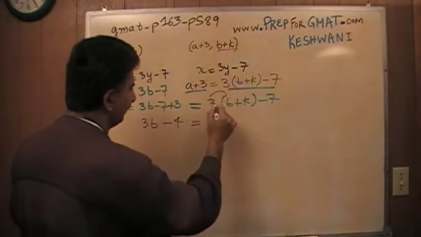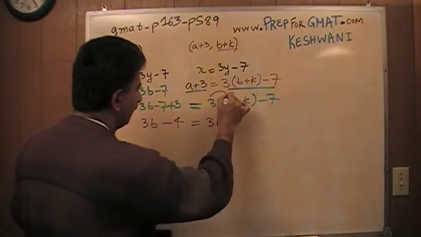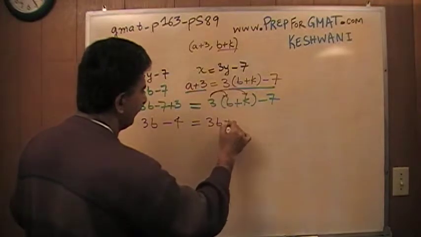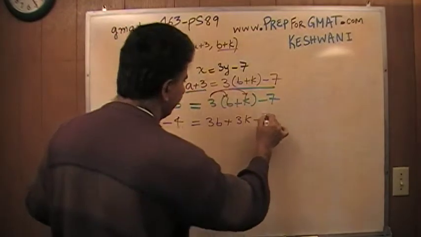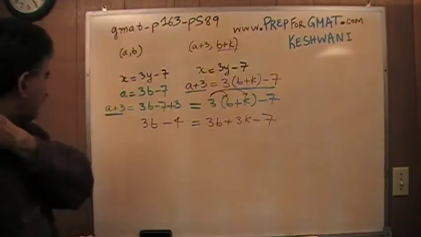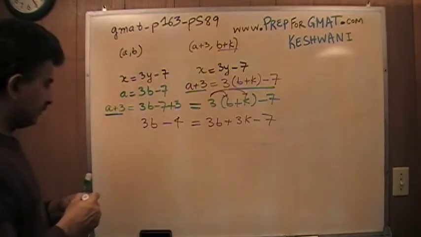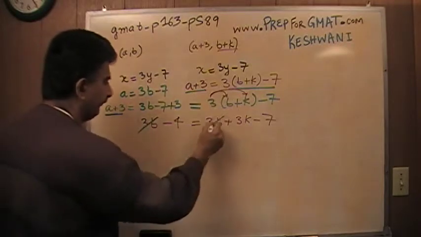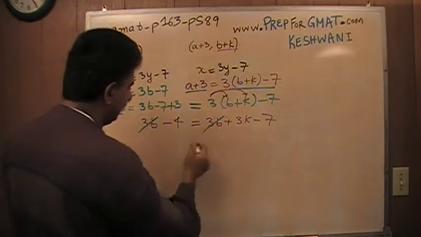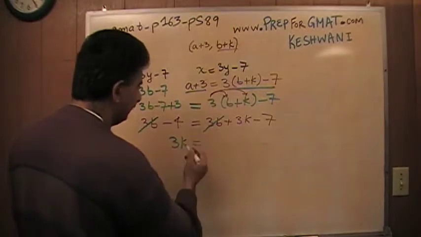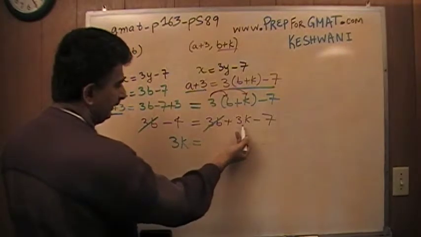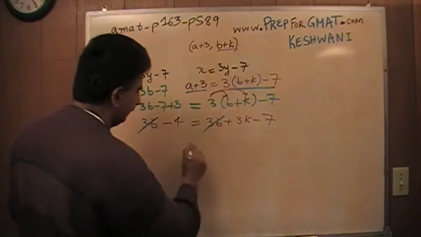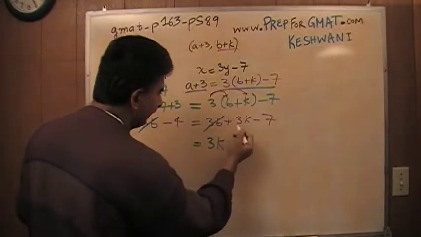and I'm going to open the parentheses, that gives me 3b, and then this gives me 3 times k minus 7. So immediately you see that I get 3b on this side, 3b on that side, so that cancels out. I'm going to leave the 3k on one side. 3k stays on that side, or if it makes it easier for you to see, 3k stays on this side.